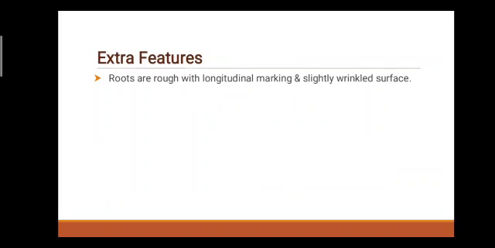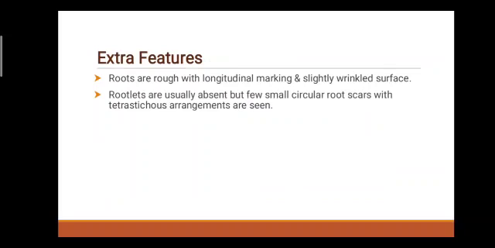Next point, extra features. Roots are rough with longitudinal markings and slightly wrinkled surface. Rootlets are usually absent, but few small circular root scars with tetrastichous arrangement are seen.